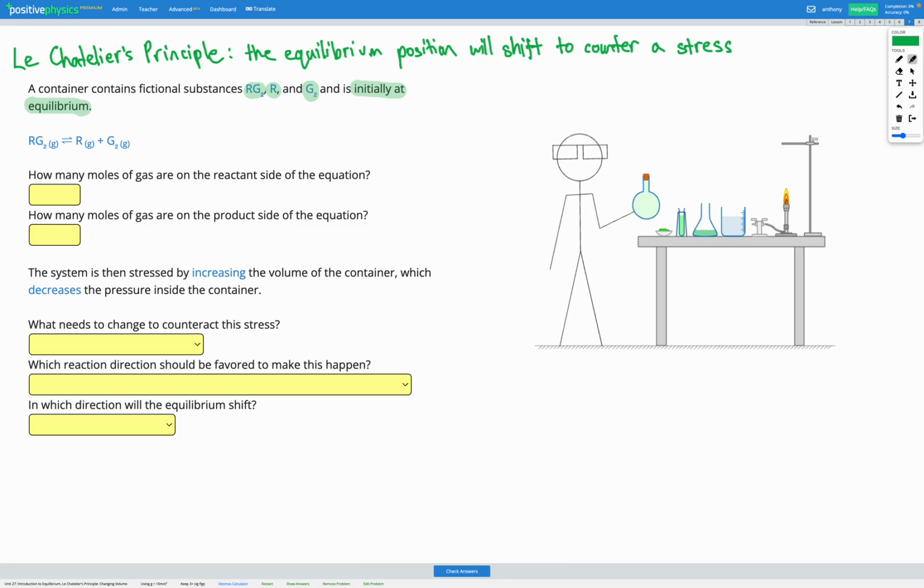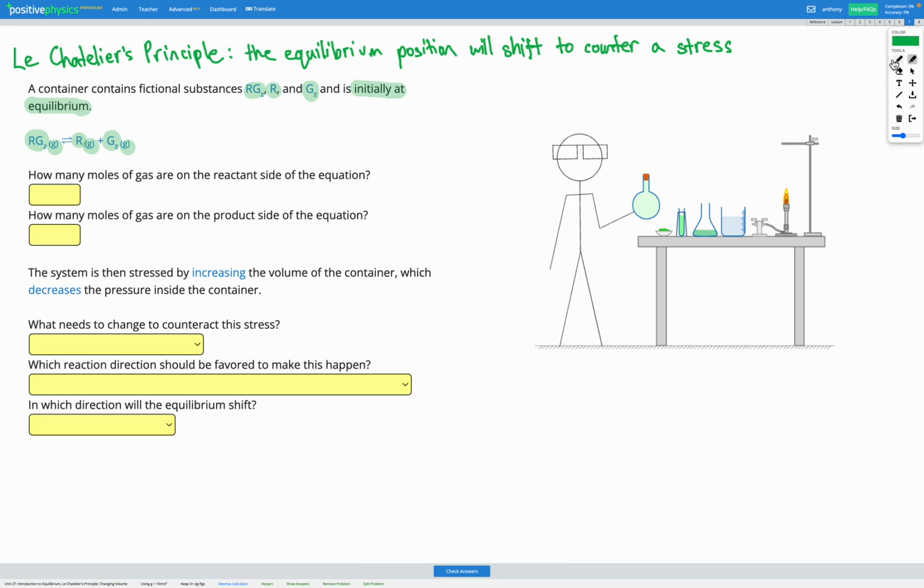In our equation, we can see we've got 1 mole of Rg2, which is a gas, 1 mole of R, which is a gas, and 1 mole of G2, which is a gas. In this skill, the stress that's going to happen is a change in the volume of the container and therefore a change in the pressure of the gas in the container. So we're just going to be focusing on gases.